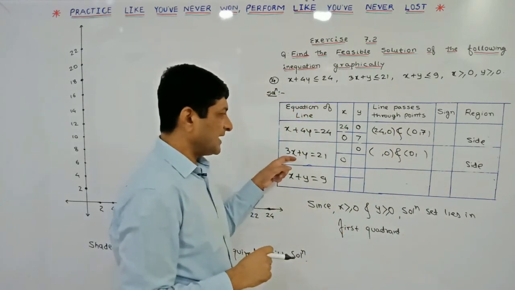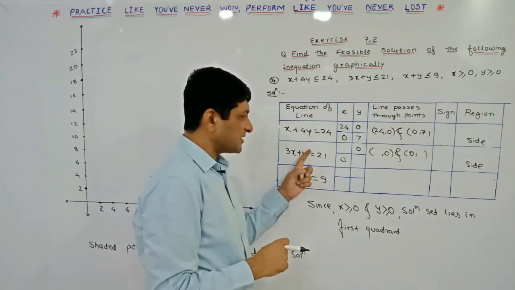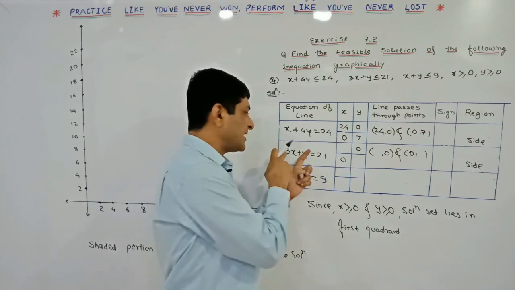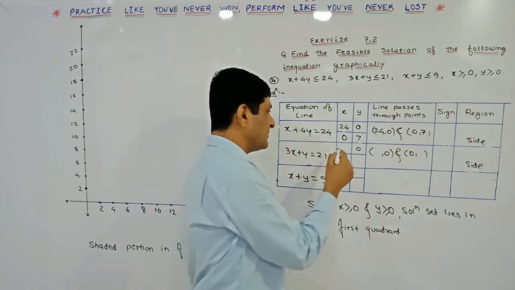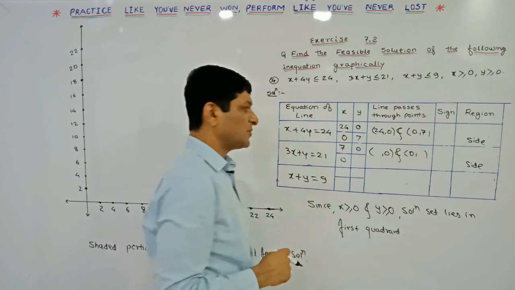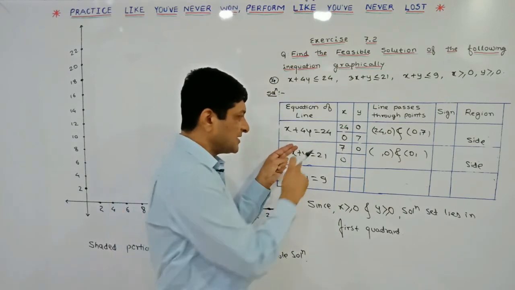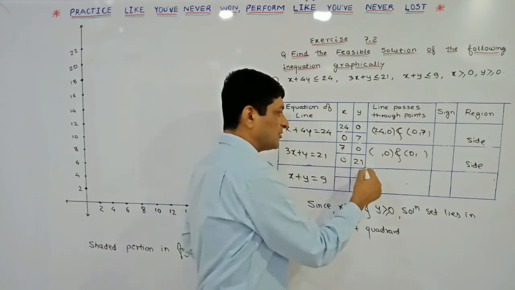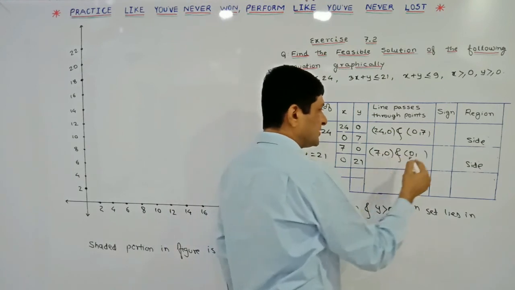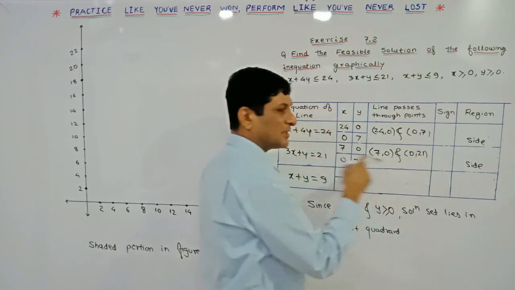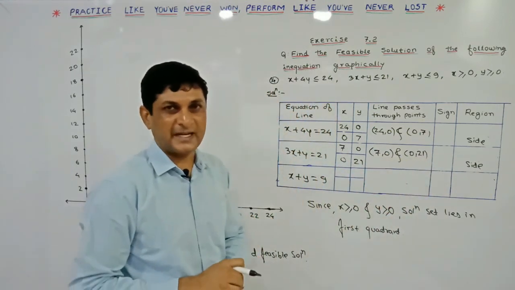Now observe the second line. For the second line, if we substitute y = 0, what are we getting? 3x = 21, which implies that x = 7. And if we substitute x = 0, we will get y = 21. So (7, 0) and (0, 21) are the coordinates of 2 points on the second line.